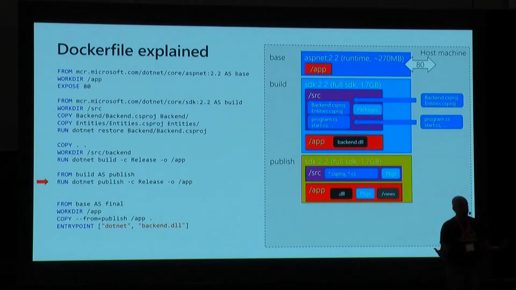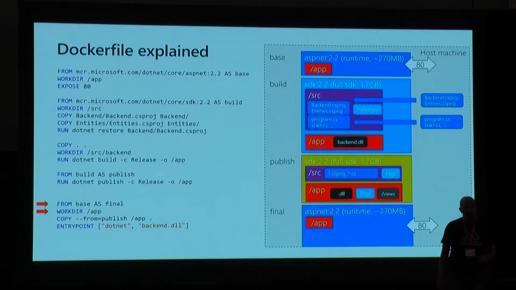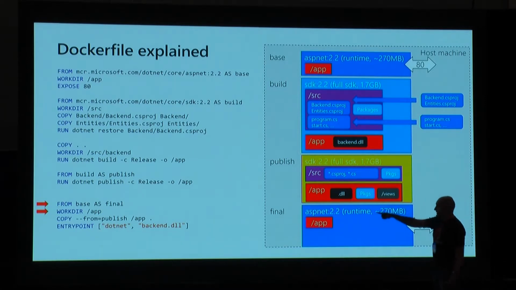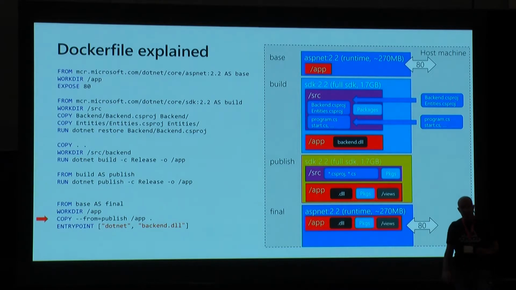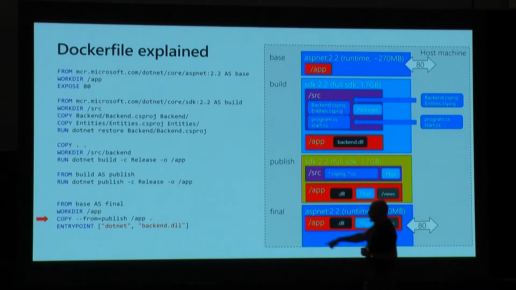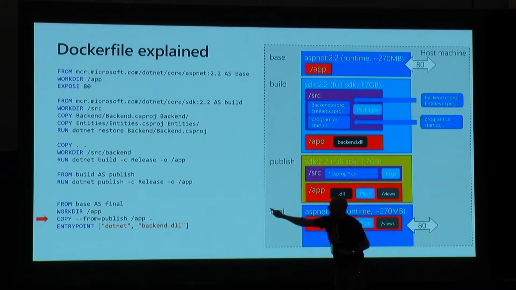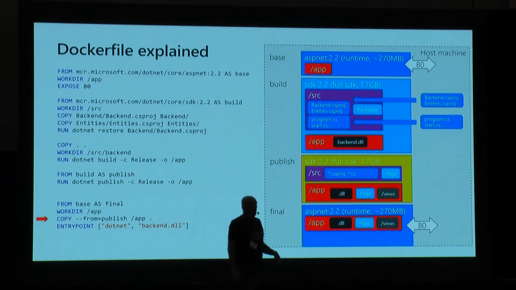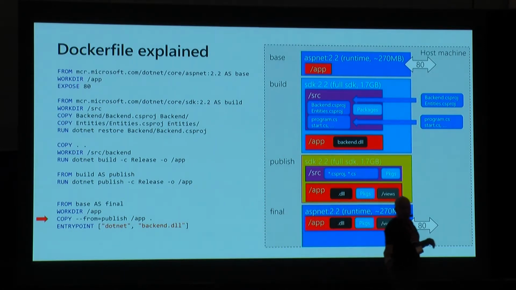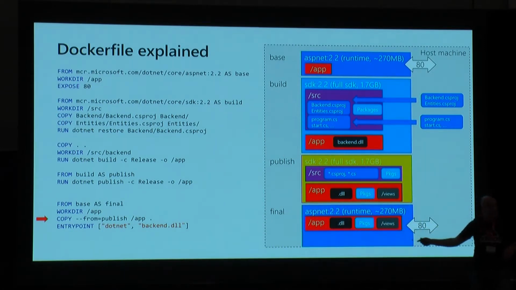Fourth step, Visual Studio creates another image called final. And this one inherits from the base image, the small one. And it copies all the content of the /app folder of the publish image onto a /app folder of this final image.